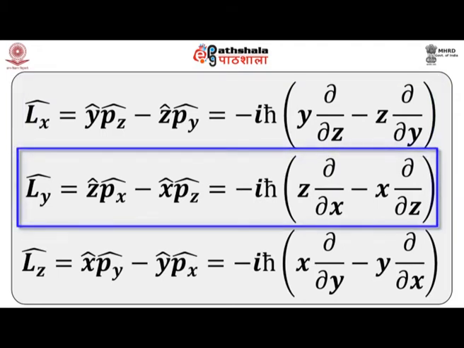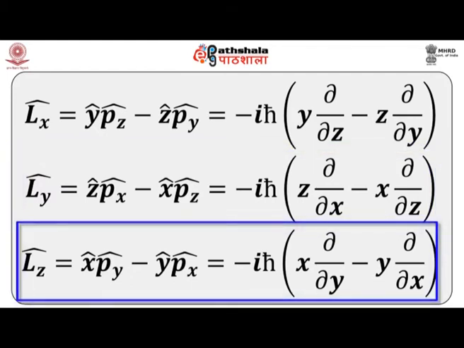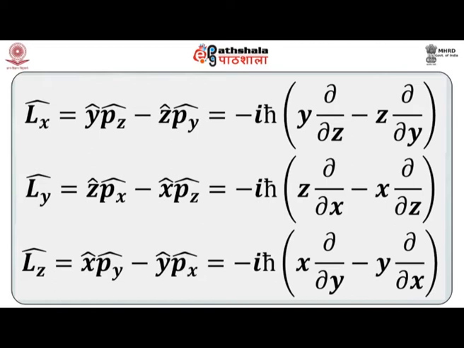Likewise, we defined Ly as z px minus x pz, which is equivalent to minus iħ (z ∂/∂x minus x ∂/∂z). Thirdly, Lz is expressed as x py minus y px, which is equivalent to minus iħ (x ∂/∂y minus y ∂/∂x).